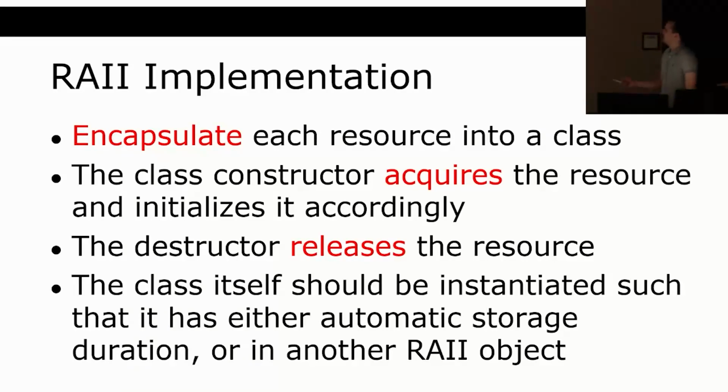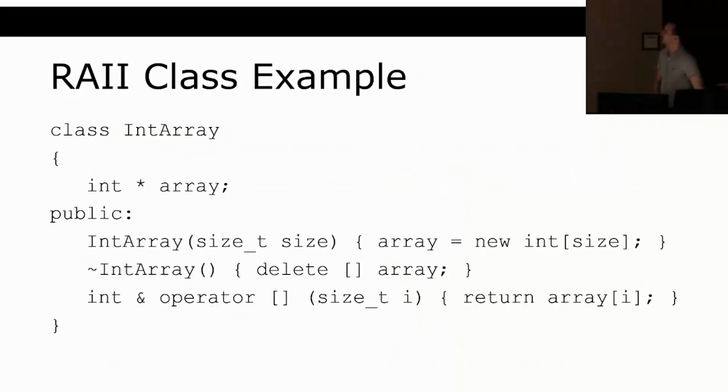And so the class itself should be instantiated such that it either has automatic storage duration, meaning it's stack allocated, or it's within another RAII object. So as long as our chain of object storage is all RAII, we never have to manage our own memory again. So let's have a look at this, for example.